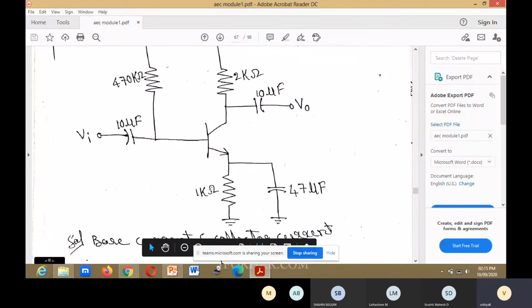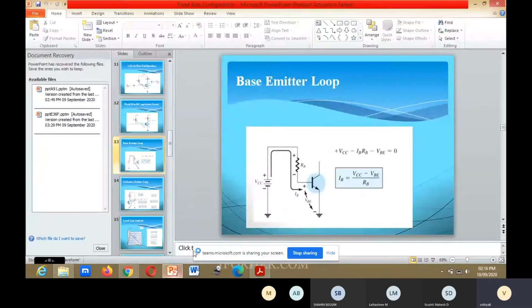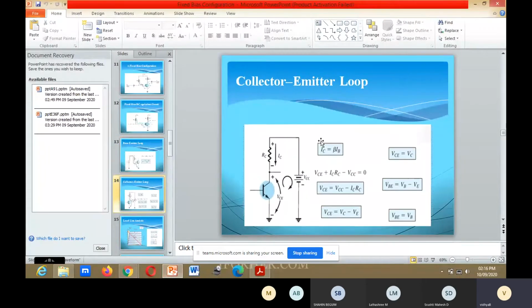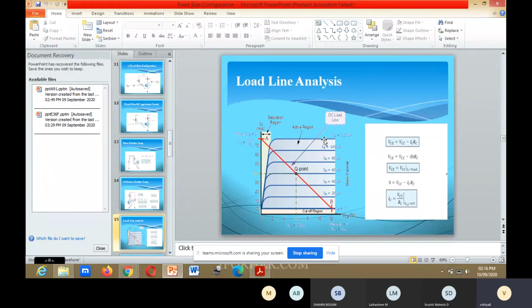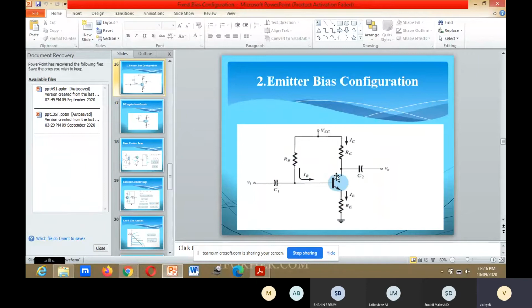This is the figure they have given for the emitter bias circuit. First we shall recollect what I have explained. Maybe you have forgotten the diagram and equations. This is the emitter bias configuration. In fixed bias, emitter resistance will not be there. In this emitter bias configuration, emitter resistance will be there. You can observe here, in fixed bias, only here ground is connected directly. In emitter bias, there will be a resistance between emitter and ground.